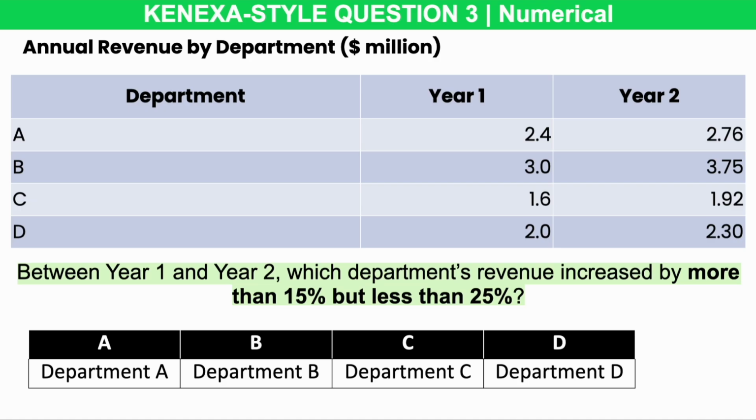Remember, this question's asking you to work out the percentage increase for each department and then choose which one is more than 15% but less than 25%. This time you have 20 seconds on the timer. If you need longer, pause the video and then press play when you're ready.